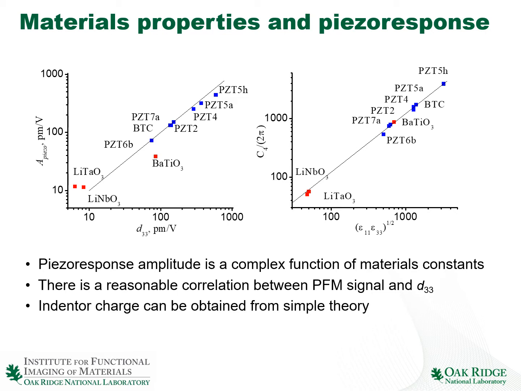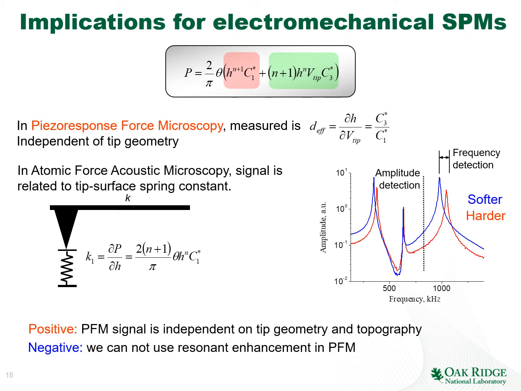In comparison, if it were possible to measure the dielectric properties, that would be almost exactly the geometric average of epsilon 11 and epsilon 33 for the material. So in other words, we don't know the indenter charge, but we can obtain it from the simple theory from the dielectric. What are the implications for the electromechanical SPM?